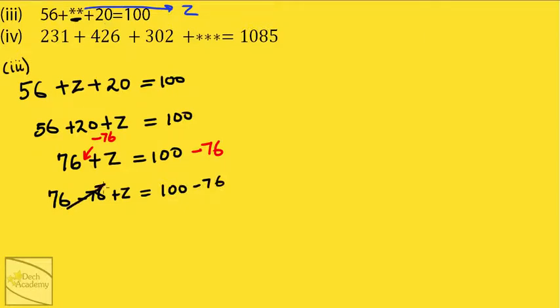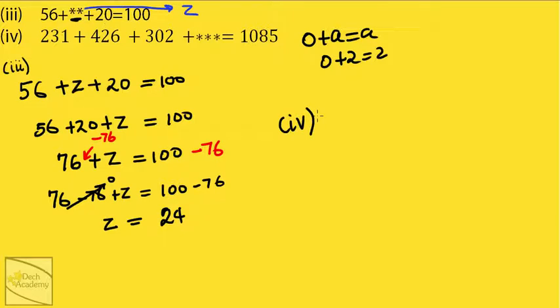So 76 minus 76 is 0. So we have 0 plus z, which is z. 0 plus any number is that number. 0 plus a is a. 0 plus 2 is 2, and so on. 100 minus 76, what is that? That is 24. So I know that the unknown number in case 3 is 24.